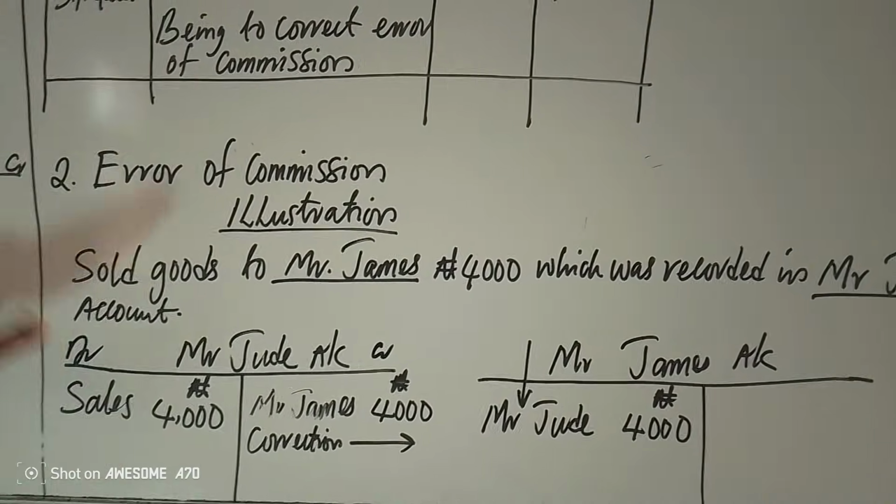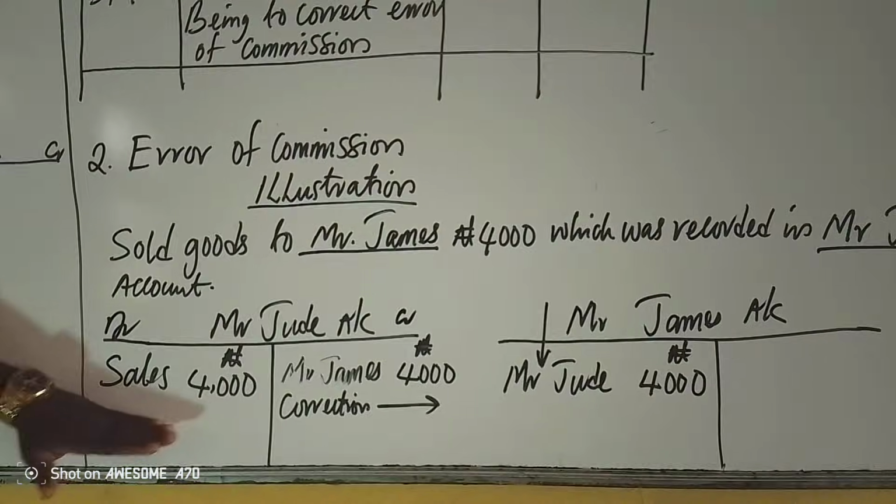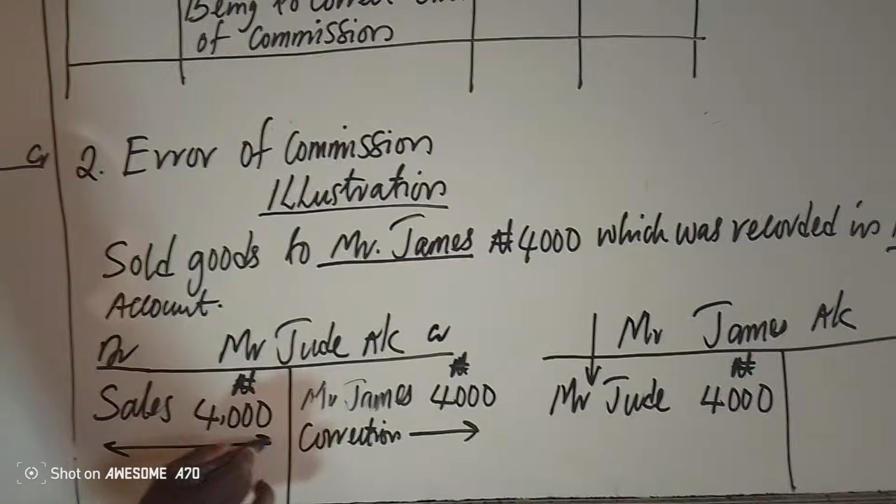It means goods that were sold to Mr. James were mistakenly recorded in Mr. Jude's account on the debit side. Look at the error here. This is what we call exposure of the error. You are trying to expose the error.